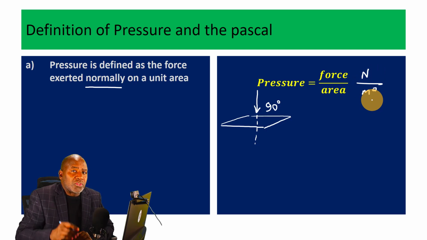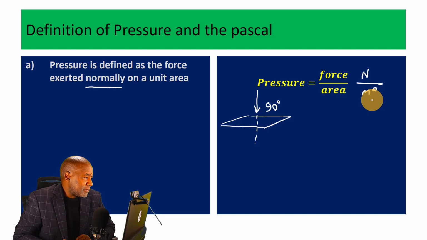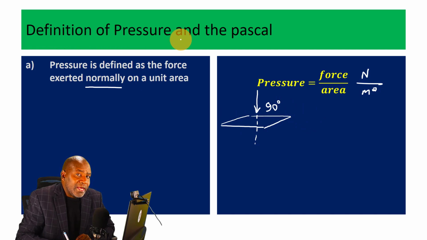But in the notes, this is what you will write. Definition of pressure. You will write this, definition of pressure, and then immediately below that, you'll say pressure is defined as force exerted normally on unit area. Then just below that sentence, you will write this equation. Pressure is equal to force over area.